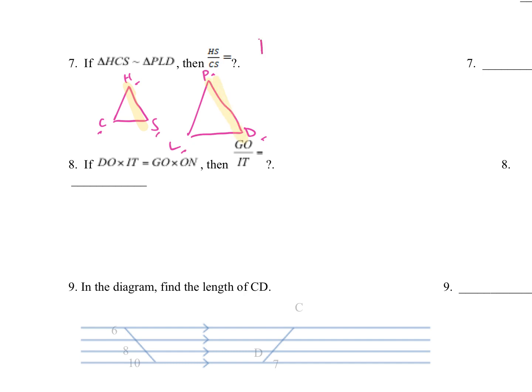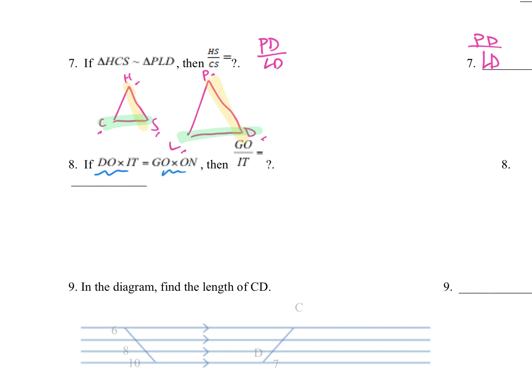So that means I'm going to write PD on top. And then it looks like CS is my next side. So here's CS. So that's going to go with LD. So I'm going to put LD. LD, PD. Like that.